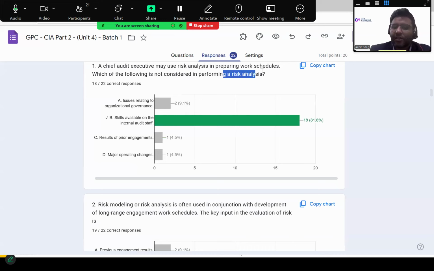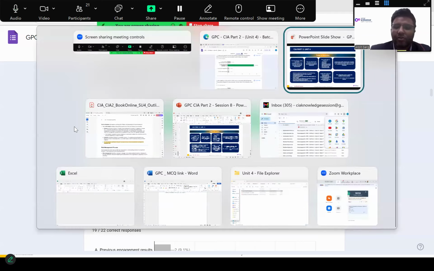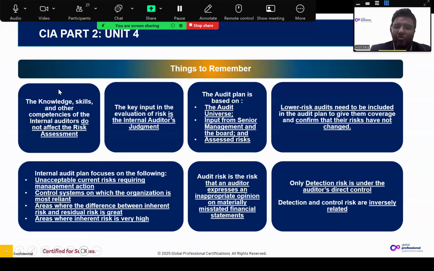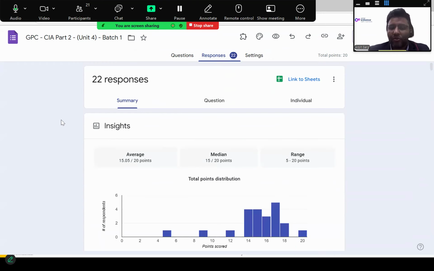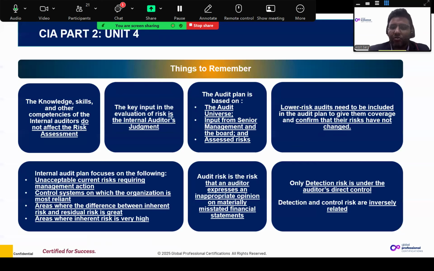But when you're performing risk analysis, will you consider what skill set is available in your team? That is the first thing that we've learned, right? The knowledge, skill, and other competencies do not affect the risk assessment, right? So we will not consider the skill available in the team. Is that clear, people? Are you all now familiar, and are you able to understand how we answer these questions? Yes or no? Yes.